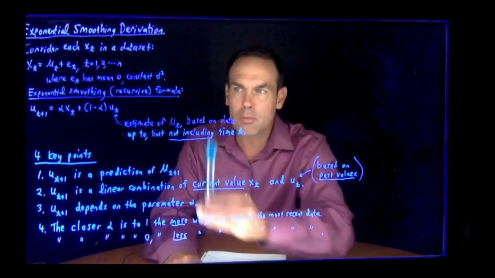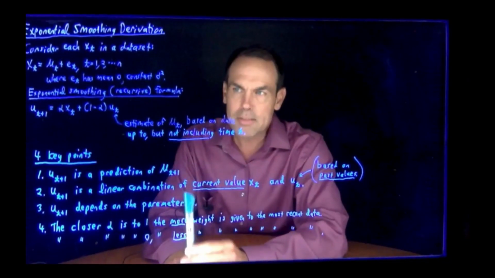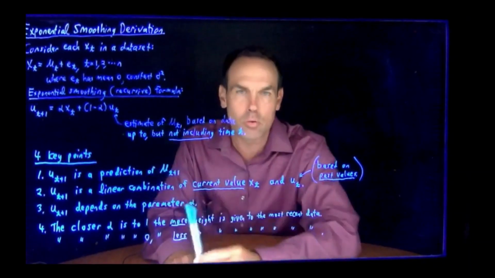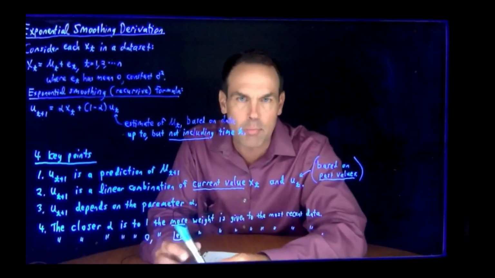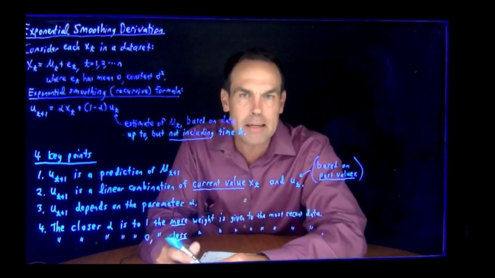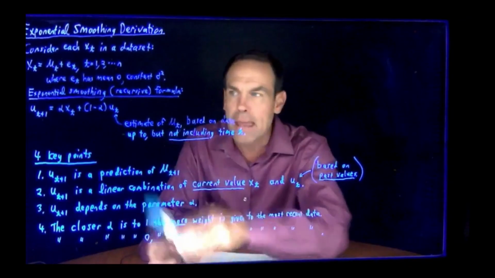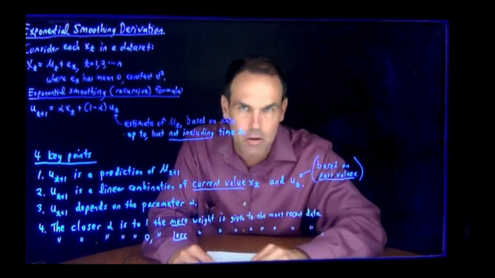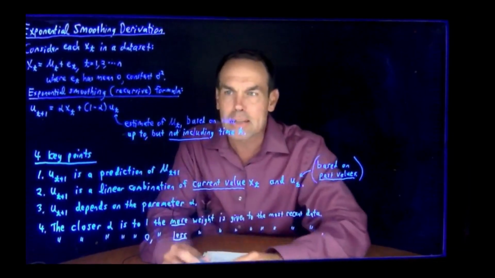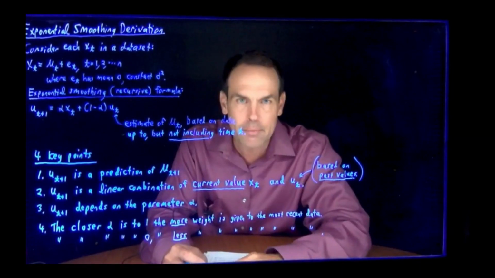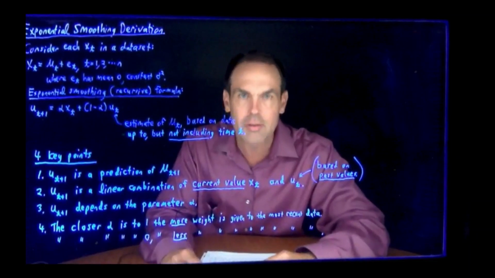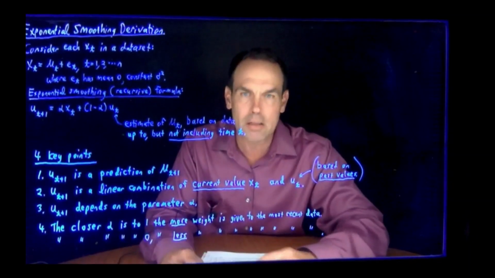Now, back to the second point about it. u sub t is an estimate of mu t, and it is based on data up to, but not including, and that's important, not including time t. So it's looking at the past. x sub t is the value at time point t, right now. But this u sub t is looking at the past. And that is a convenient combination that exponential smoothing takes advantage of.